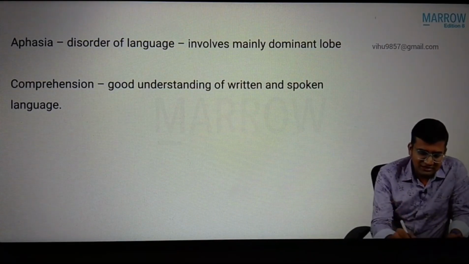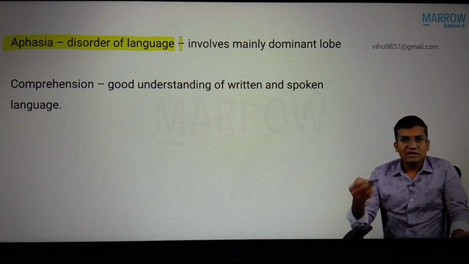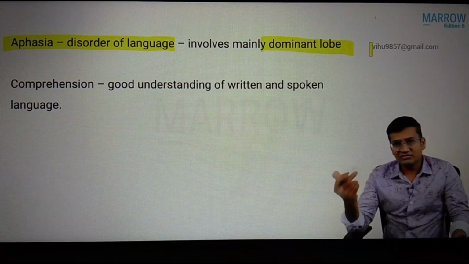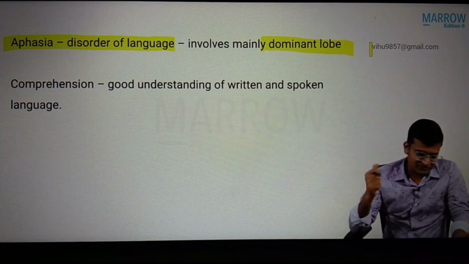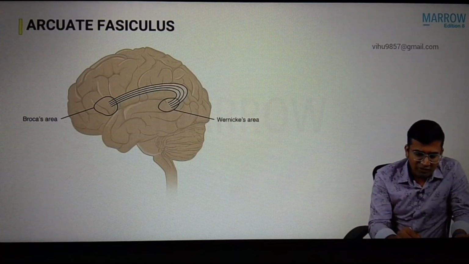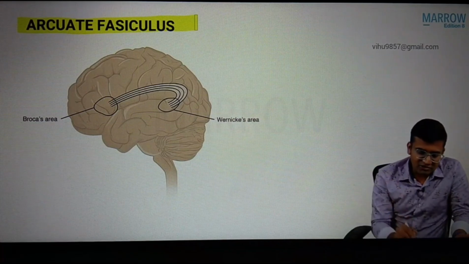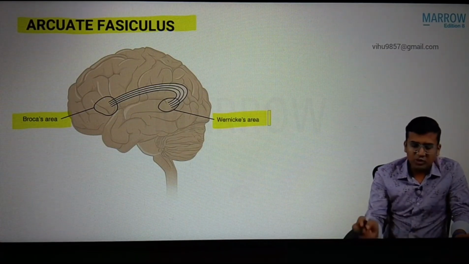So what is aphasia? See, aphasia is nothing but a language disorder involving the dominant lobe. Okay, so we're going to discuss mainly 3 aphasias only: Broca's aphasia, Wernicke's aphasia, and conduction aphasia. Right. Now we have the arcuate fasciculus. Now this fasciculus will connect Broca's area and Wernicke's area.